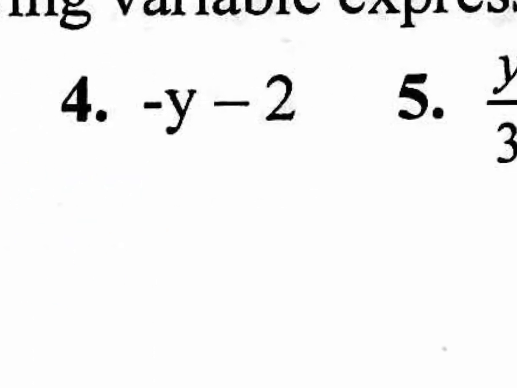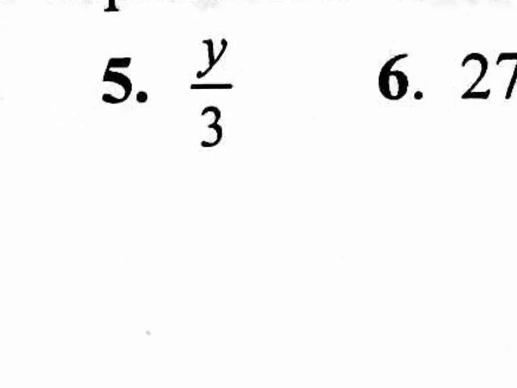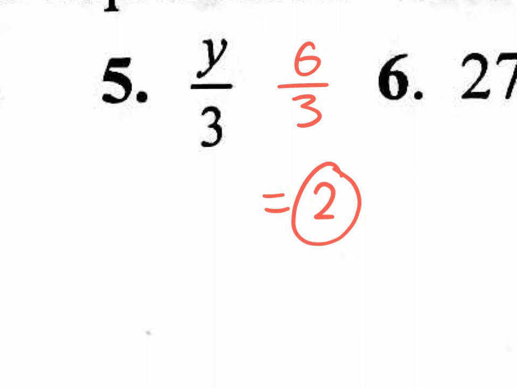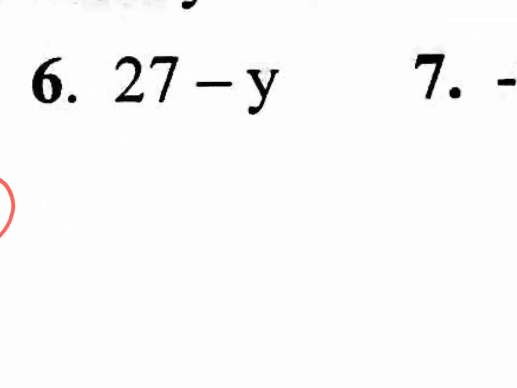Over here, instead of negative y minus 2, what do we have? Negative 6 minus 2. Negative 8. There you go. And number 5, instead of y divided by 3, what do we have? 6 divided by 3. So the answer is 2. And over here we have 27 take away y. Instead of y, what do we have? 27 take away 6. Answer is 21.